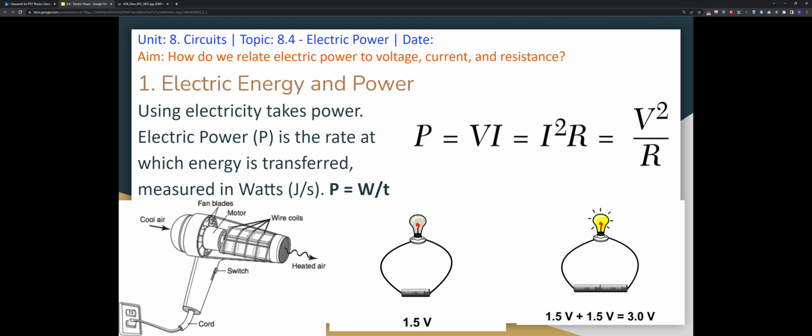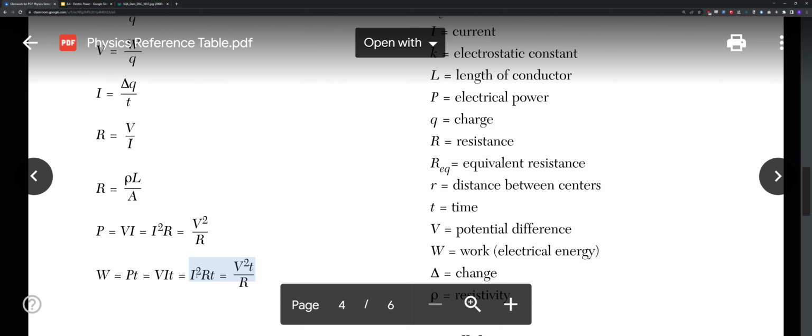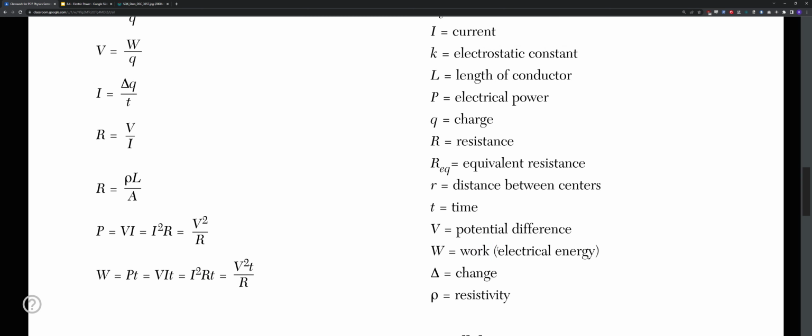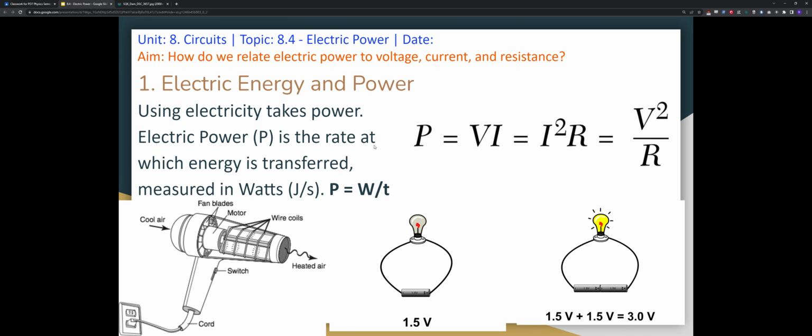And really, these are the formulas for electrical energy, and you can see that on your reference table. W is equal to work. Work is electrical energy. Now we're going to talk about power. Power is the rate at which work is done. P is equal to W over t.